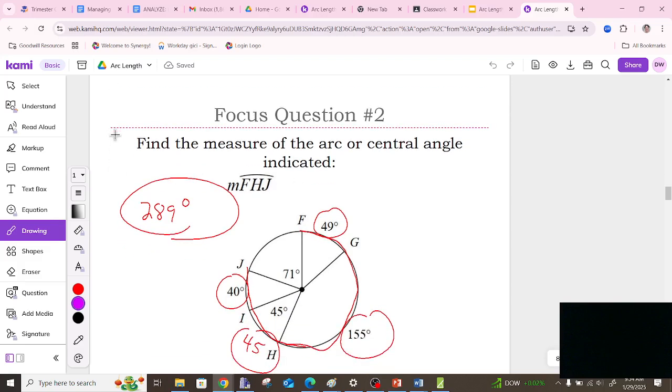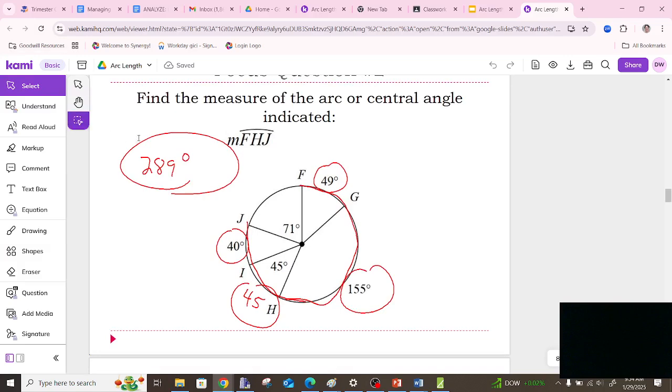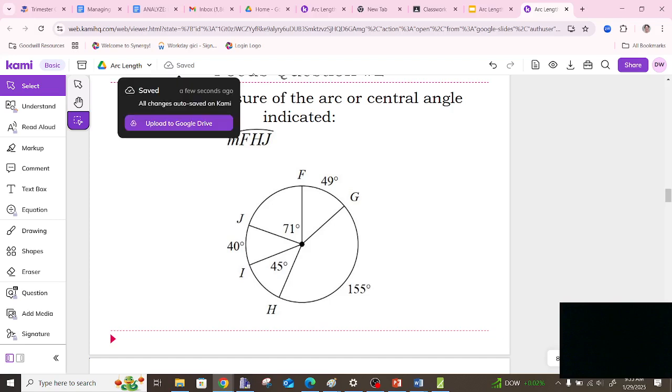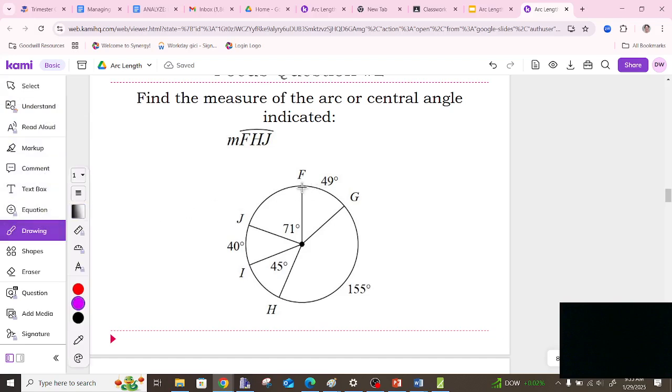And I also know, let me go ahead and erase this one. That if I have a circle, I could add arcs together if need be. So this one wants FHJ. Because it's a major arc, FHJ, that means I'm going around this way. Do you all agree with that?